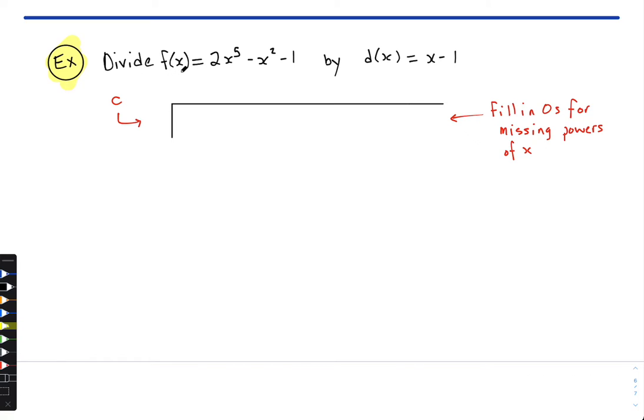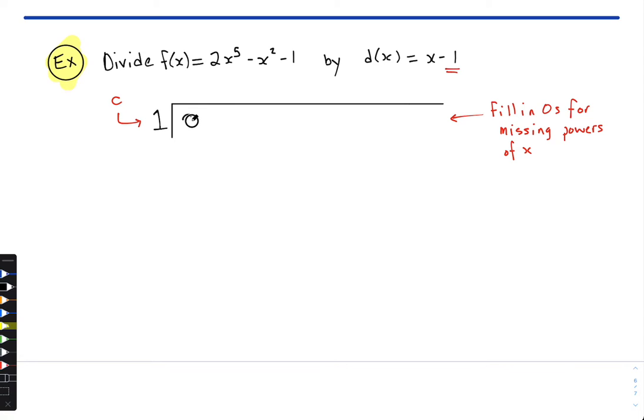We're dividing f of x is 2x to the 5th minus x squared minus 1 by d of x equals x minus 1. So the first thing I'll check is what is the value of c? C is the opposite of -1, so c is just positive 1. And then I need to fill in all my different coefficients. Now, again, I've got to check if I have missing powers of x, and I skipped from x to the 5th to x squared, so I've definitely got some missing powers here.